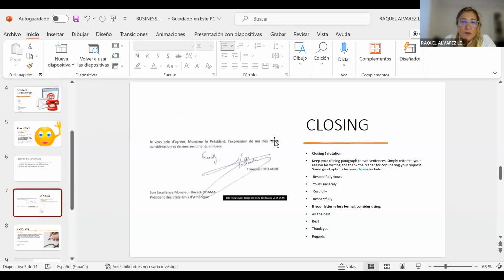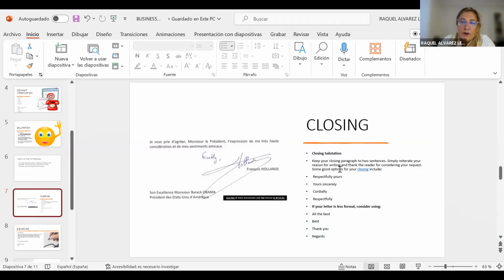So at the time of closing your mail, you are going to use perhaps one or two sentences. So in this closing, at the time of closing the mail, you have to reiterate the reasons for the writing and thank the possible reader for considering the request, okay?